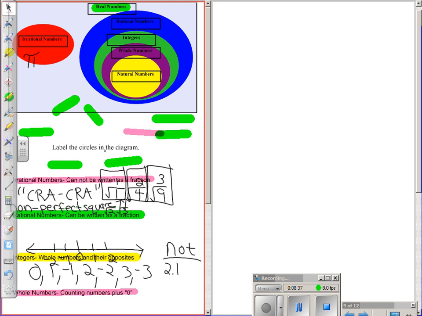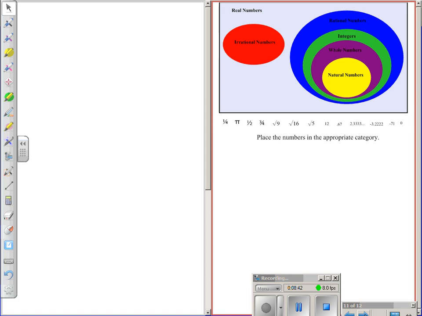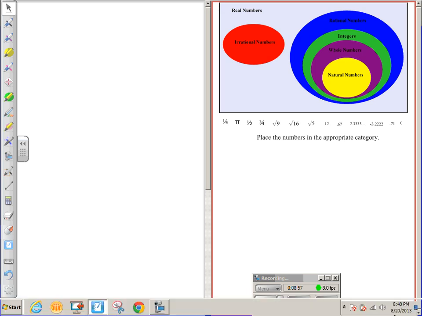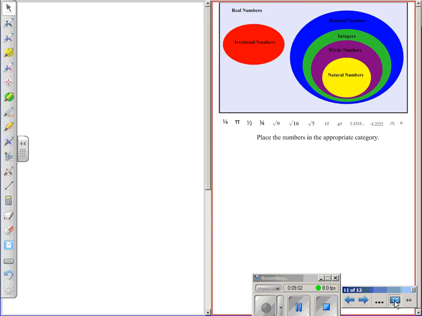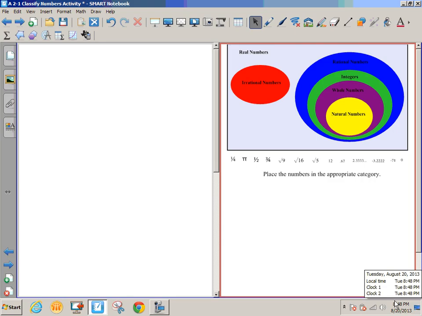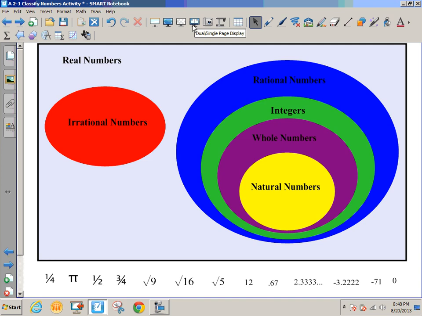So let's take a look at a couple of examples. We have the numbers listed at the bottom, and we're going to put them into a category. So I'm going to talk you through that, and you can just list them in the bubble that you see. Let me switch this to a larger screen. I need to click it. There we go.